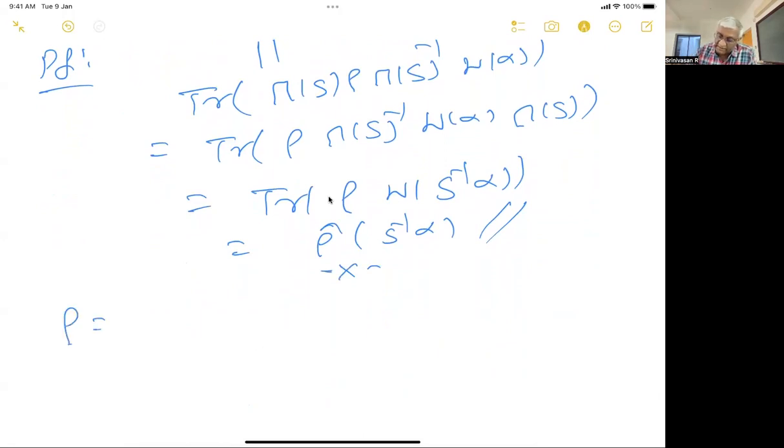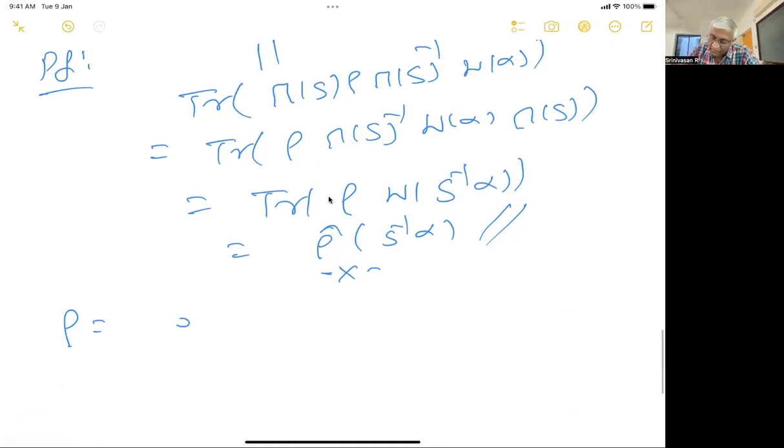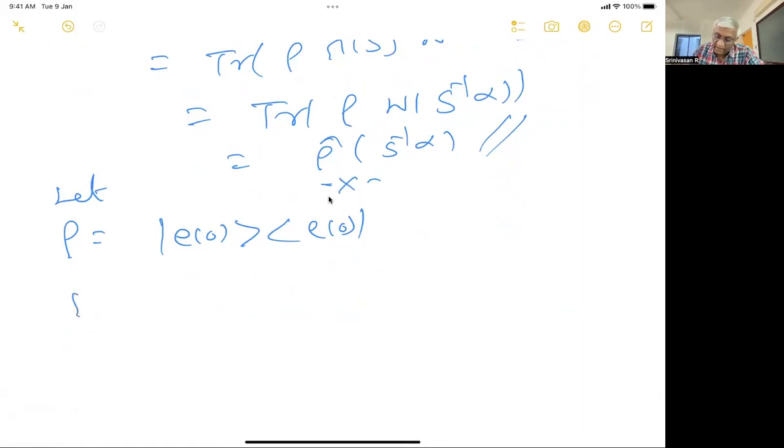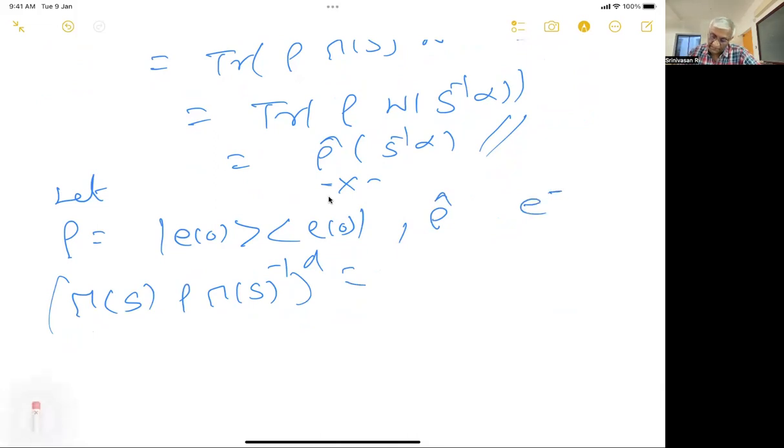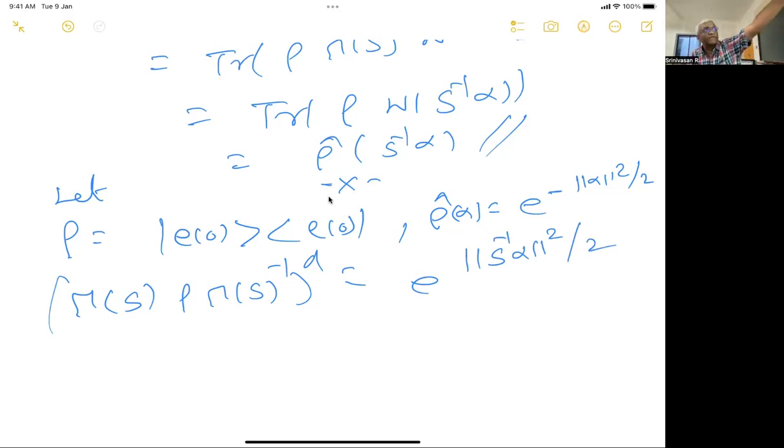Take, for example, if your rho is chi x, you don't have to worry about chi x because that you get by conjugating by the Weyl operators. Let us take the vacuum state. Vacuum state is E0. Let rho equal to this. Then gamma of S rho gamma of S inverse, hat. Then we know that rho hat is equal to e power minus norm of alpha squared by 2. You have already verified, there is no x part. And this will be equal to exponential minus norm of S inverse alpha squared by 2, right? By what we have verified.